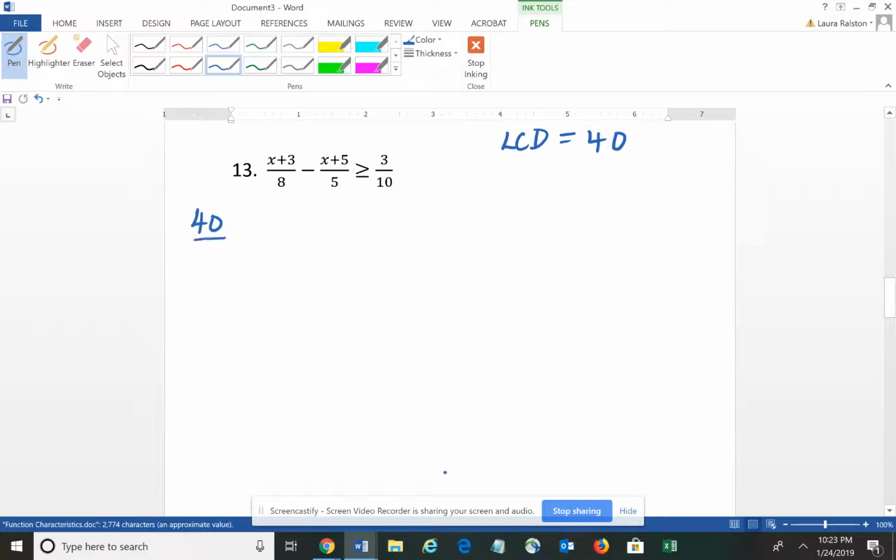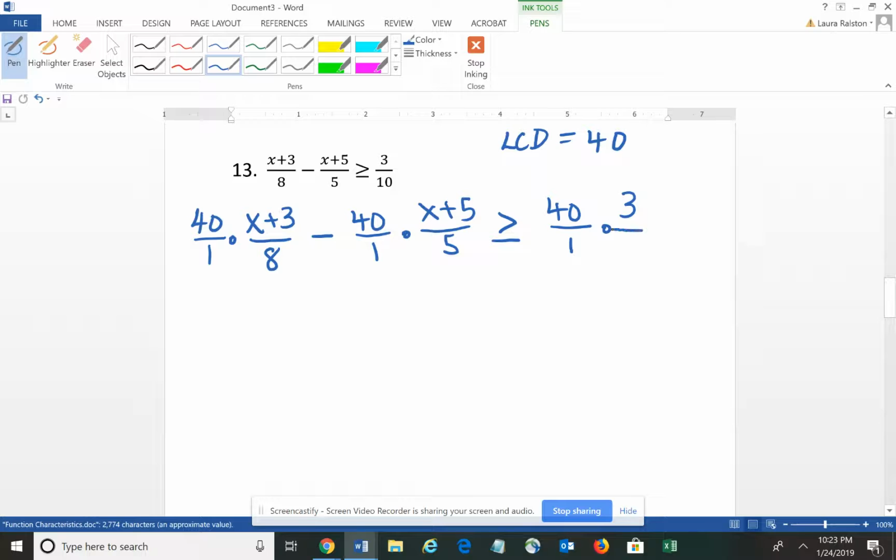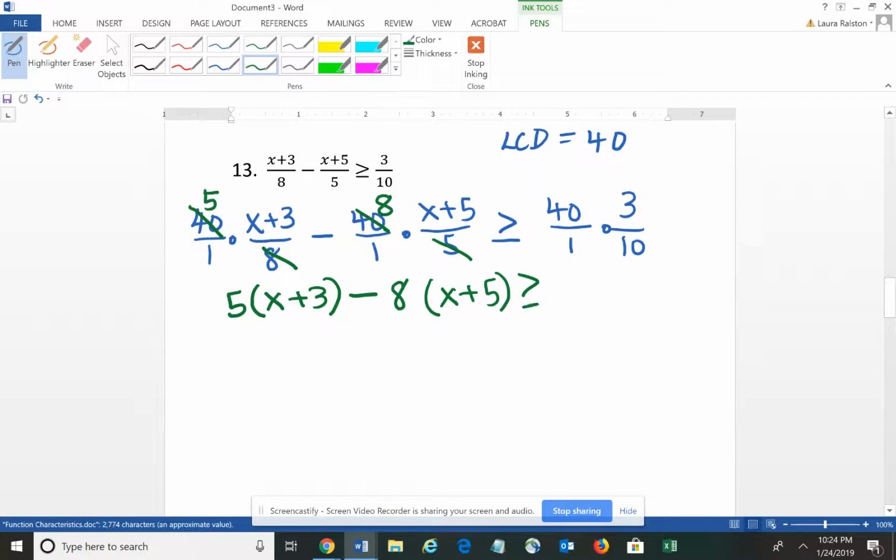So I would have 40 times x plus 3 over 8 minus 40 times x plus 5 over 5 greater than or equal to 40 times 3/10. And then I'm going to simplify each of those. 8 divides into 40 5 times. So I have 5 times x plus 3 minus 5 divides into 40 8 times. So I have 8 times x plus 5 is greater than or equal to 10 goes into 40 4 times. So I would have 4 times 3. Now I've written it all out.